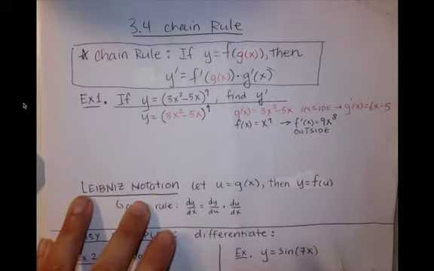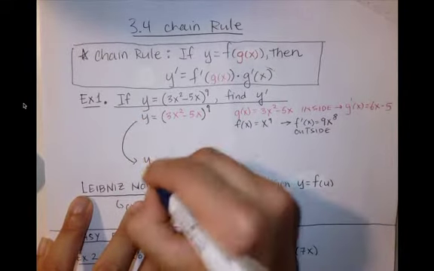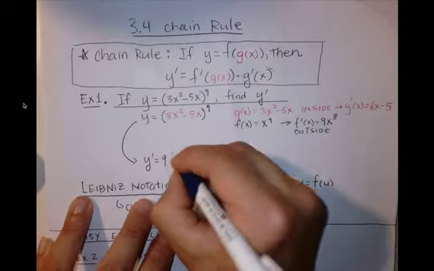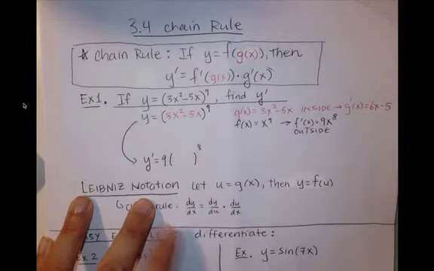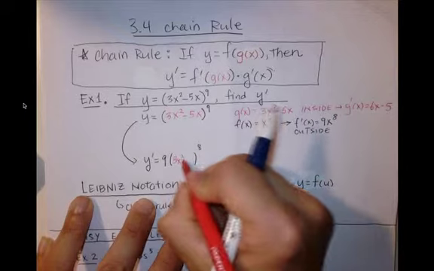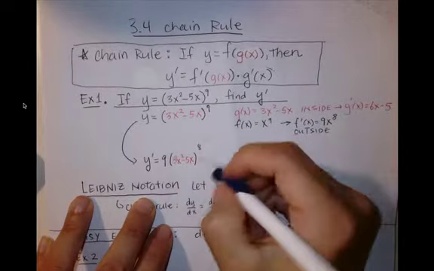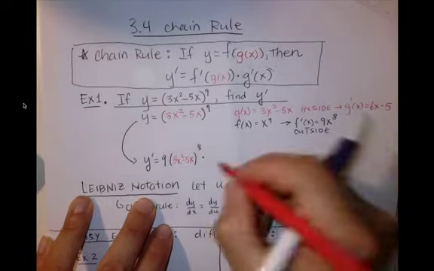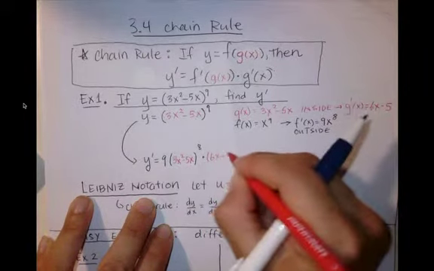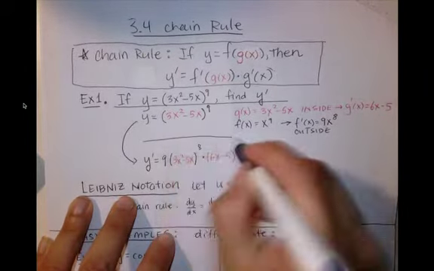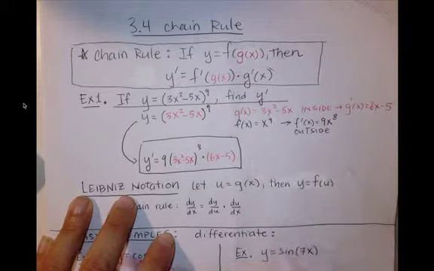So basically the chain rule is telling us that y prime is equal to 9, I insert the inside function, and I multiply by the derivative of the inside function. So that's our derivative according to the chain rule.